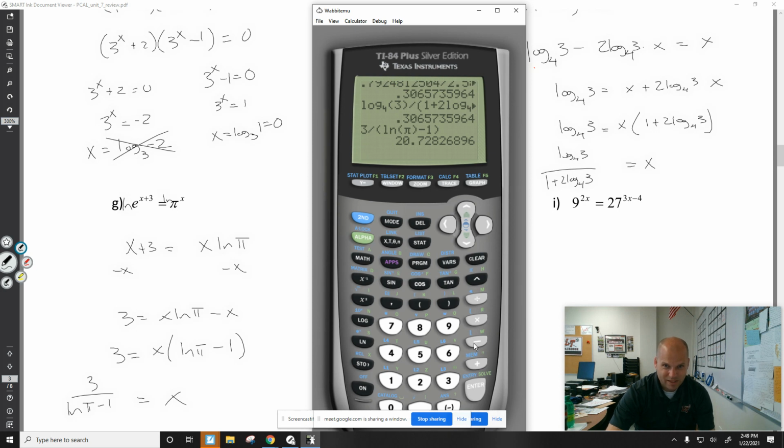Look at that, 20.728. Is that really right? Let's see, e to the this number plus 3. Is that the same as pi to this number? Yeah, it's awesome.